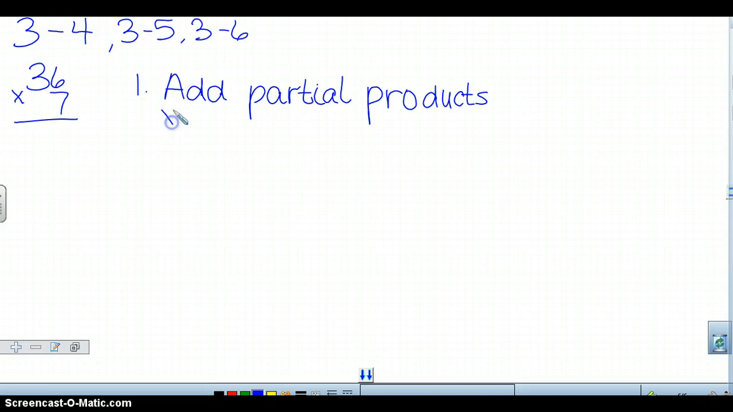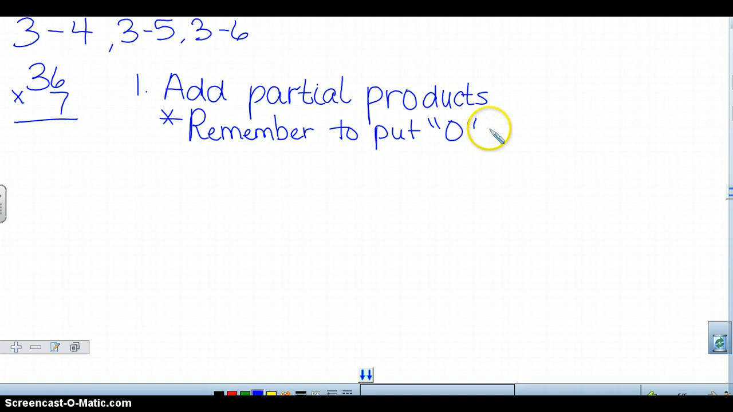The thing you need to remember here, remember to put a 0 with the second product. And I'll explain that to you in just a second what that means.